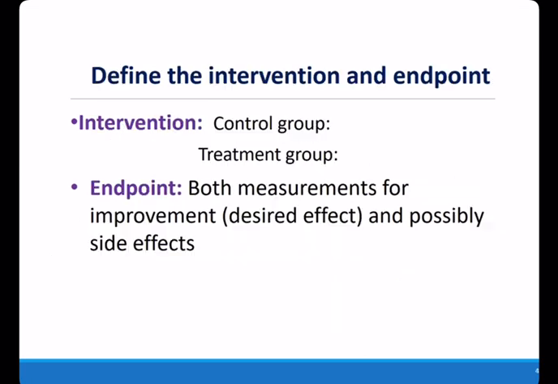The next step is to define the intervention and the endpoint for this study. The intervention definition for the control and treatment should be recorded according to our design for the study. The treatment group was usually the drug or therapy that you want to test, while the control group was usually the therapy used in current clinical practice, or sometimes a placebo. And the endpoint will measure the improvement or desired effect and possible side effects in both the control and treatment groups. The endpoint is also named the outcome of the clinical trial.